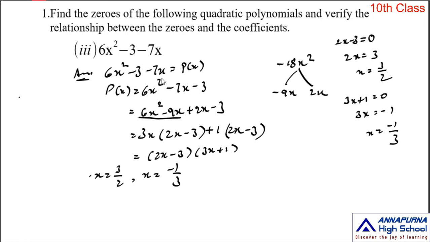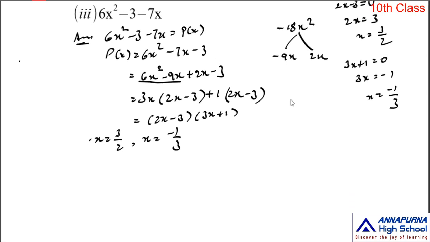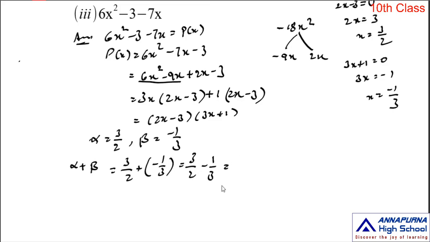Now we verify the relation. Here the first relation is alpha plus beta, and we are taking the first zero value as alpha and the second zero value as beta. So alpha plus beta is equal to 3 by 2 plus minus 1 by 3, which is equal to 3 by 2 minus 1 by 3. Here the LCM is 6 and the numerator is 9 minus 2. It is equal to 7 by 6.